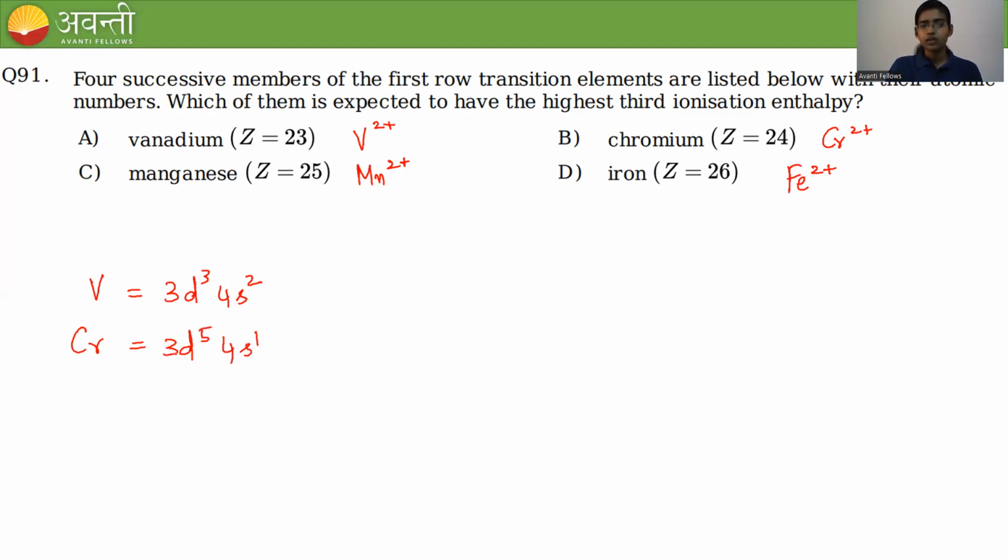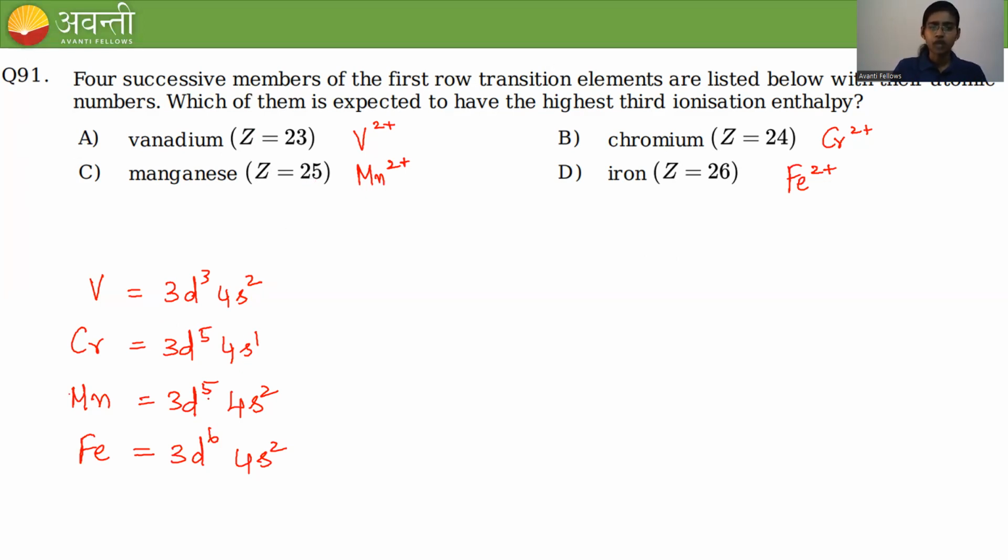Since this d orbital is attaining the half-filled configuration, one of the s electrons will jump to the d orbital to give this configuration. Otherwise, the configuration would be 3d4 and 4s2. Okay. And for manganese, it is 3d5 and 4s2. And for iron, we have 26 electrons. So it is 3d6 and 4s2. If it is 23, you will have 3d3. If it is 24, you will have 3d4. But since this d5 is the stable electronic configuration, the electron jumps here.